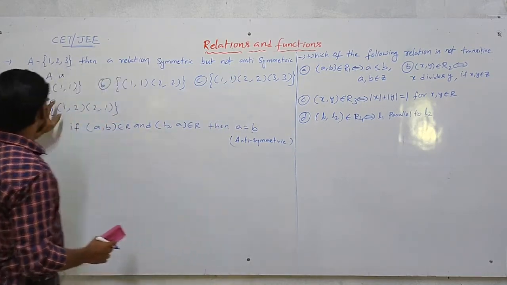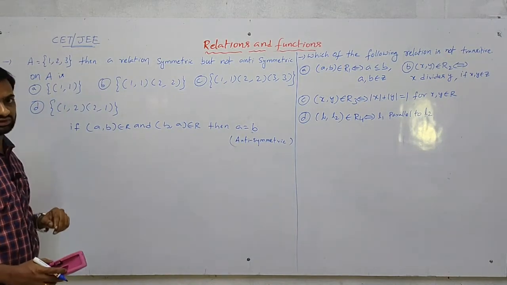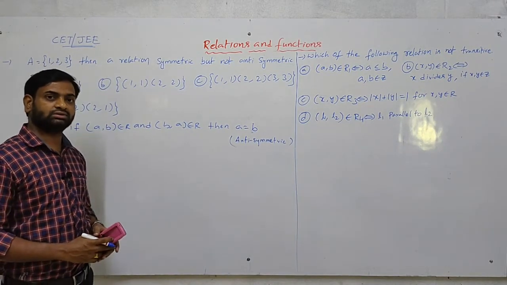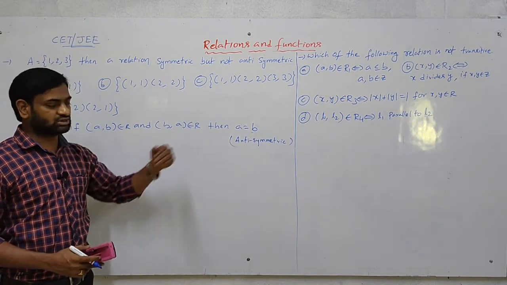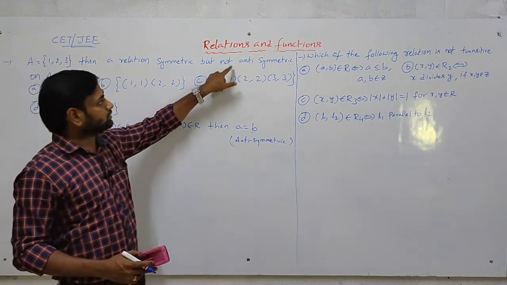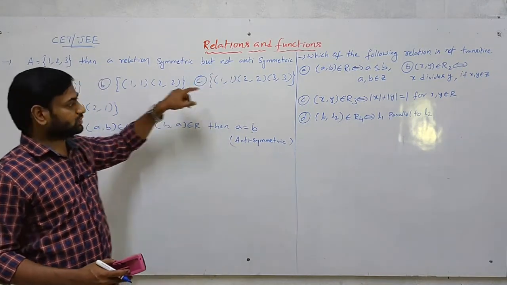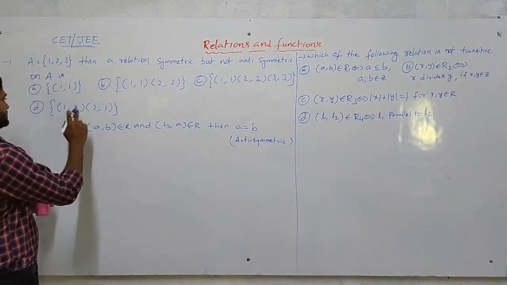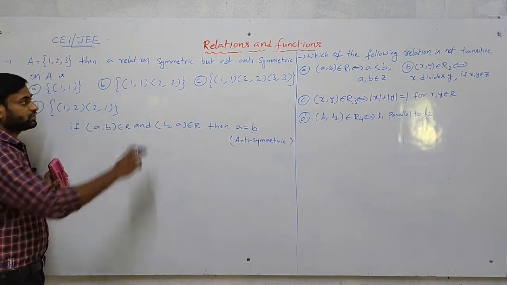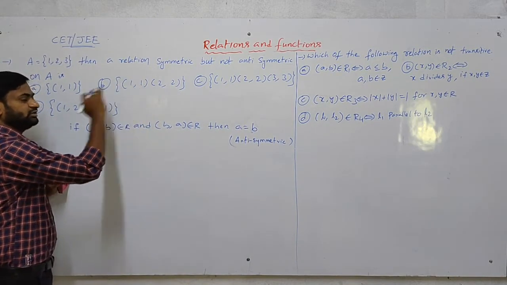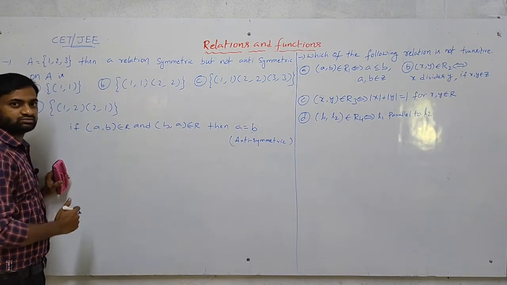See here. (1,1). Reverse is (1,1). It is symmetric. And 1 is equal to 1. Yes, it is. It is antisymmetric also. But what is asked? Not antisymmetric. See the last one. This one is also symmetric and antisymmetric. (1,1), reverse (1,1) is there. Is 1 equal to 1? Yes, 1 equal to 1.